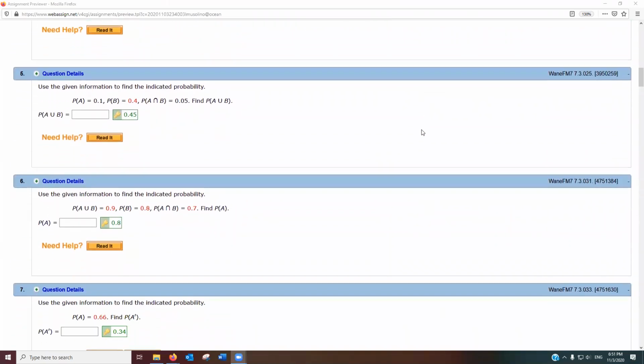Let me go to number 5. All right, so number 5 is giving me some different probabilities. They're asking me to find the probability of A union B. Well, we just talked about a formula for this. It says the probability of A union B is the probability of A plus the probability of B minus the probability of A and B occurring together. And remember, when you see the word and, it's the same as an intersection symbol. In fact, I'm going to use an intersection symbol here just to be consistent.